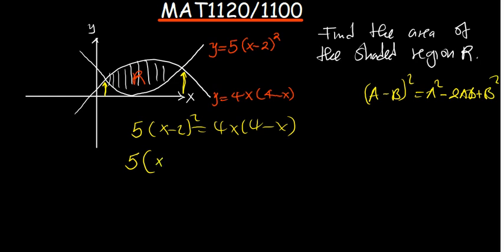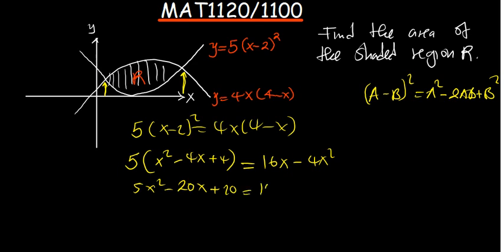We're going to get x, we square it, and then 2 times x times negative 2, which is a negative 4x, and then negative 2 squared, that would be a positive 4, and that is going to be equal to, I can expand also this side, that would be 16x minus 4x squared. Expanding also here, we're going to have 5x squared minus 20x plus 20 being equal to 16x minus 4x squared.